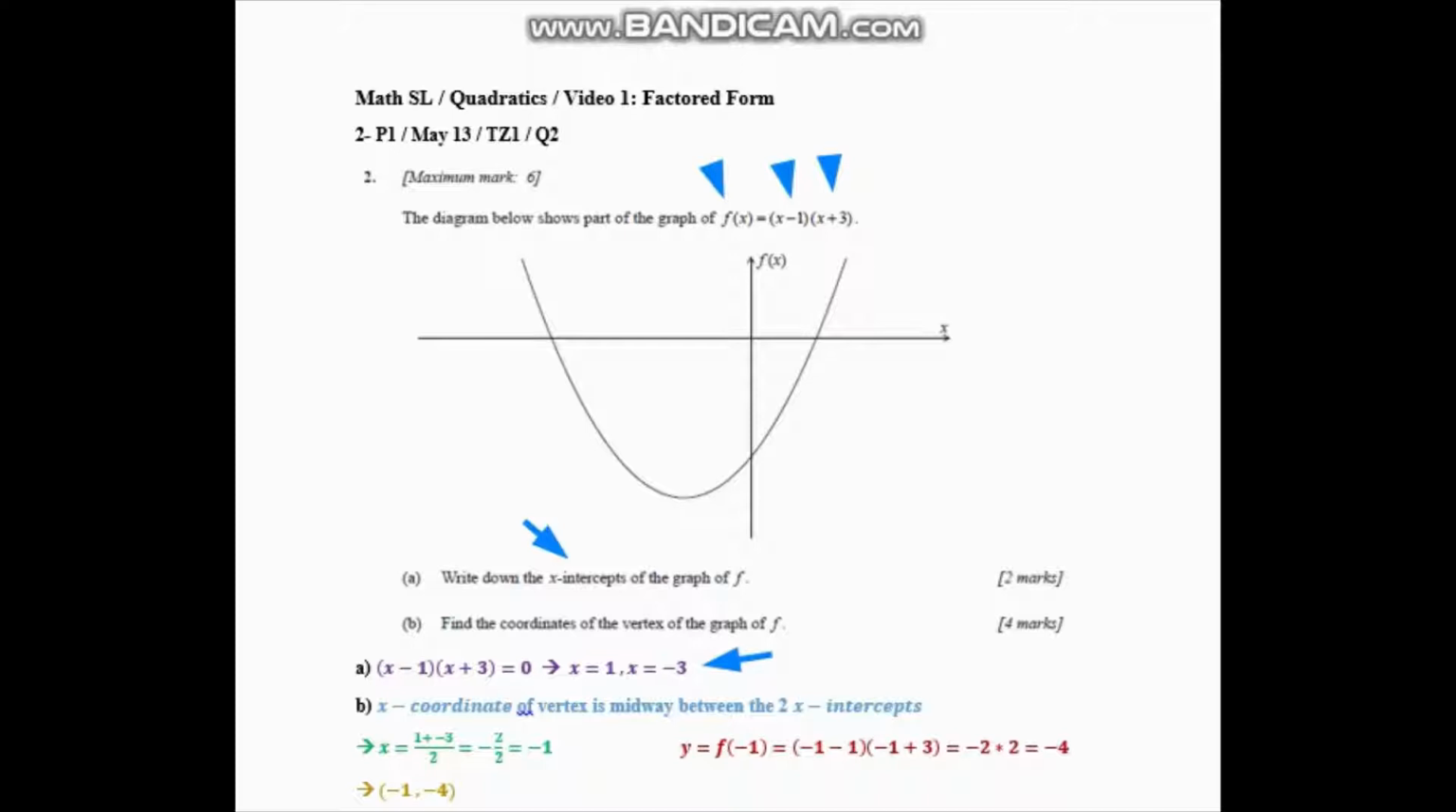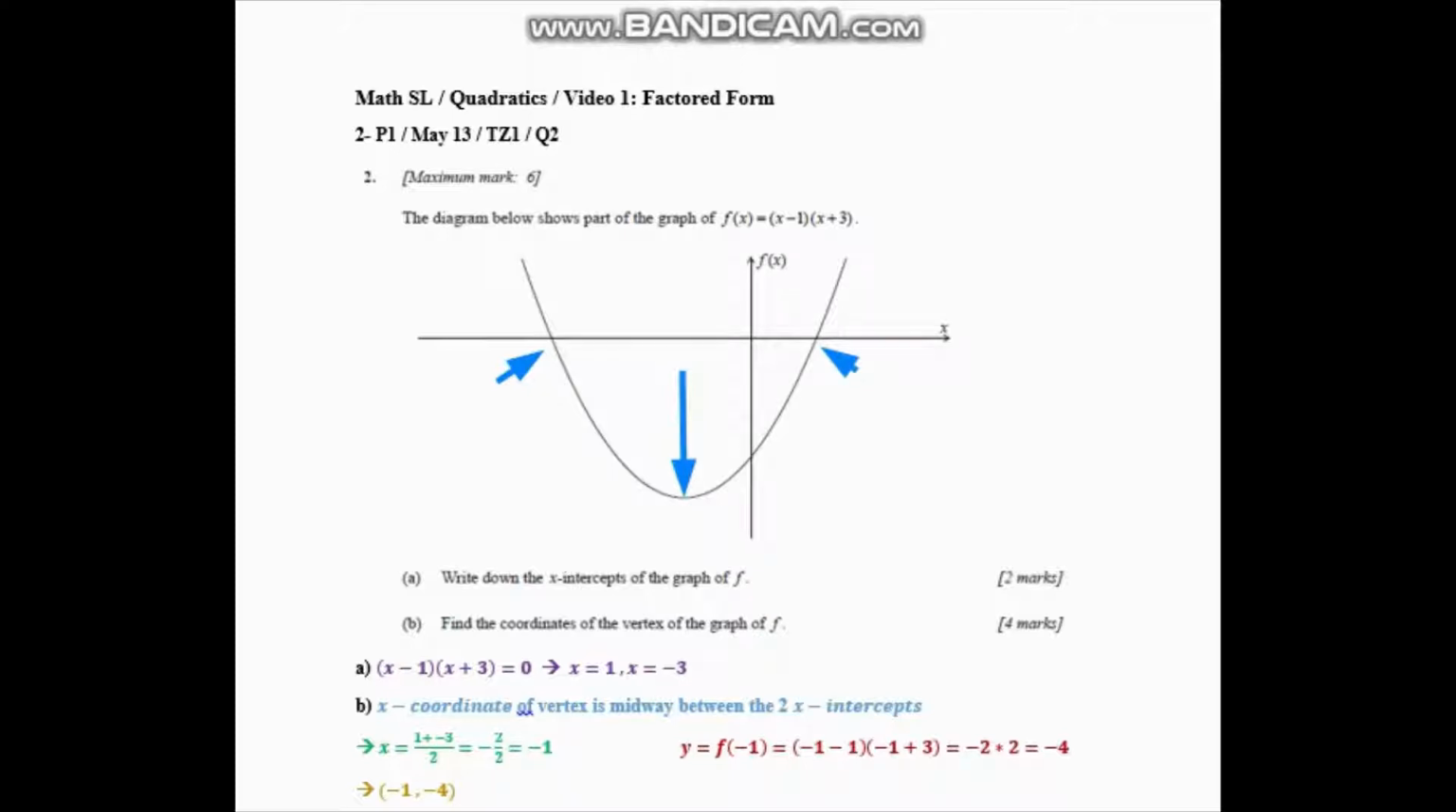In B, we are required to find the coordinates of the vertex of the graph of f. So the vertex of the parabola is the minimum point or the maximum point of the parabola depending on the shape of the parabola. So in this parabola we have a minimum point, hence this is my vertex. And in the previous problem we have outlined that the vertex has to lie halfway between the two x-intercepts due to the symmetry of the parabola.